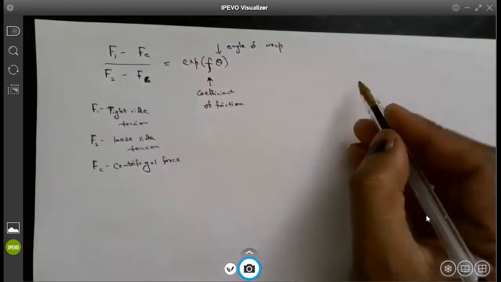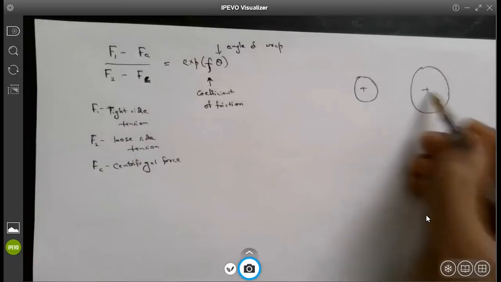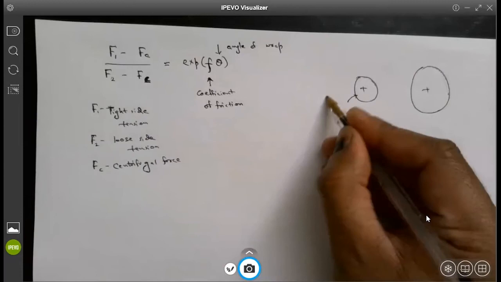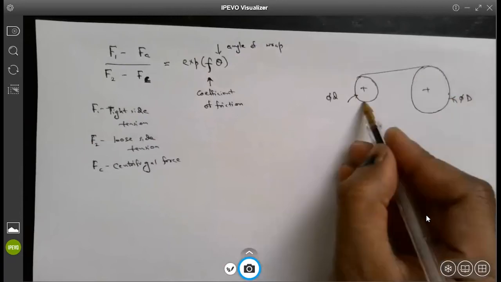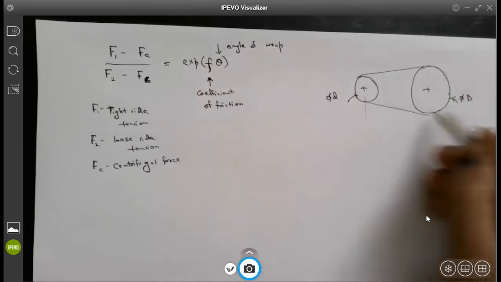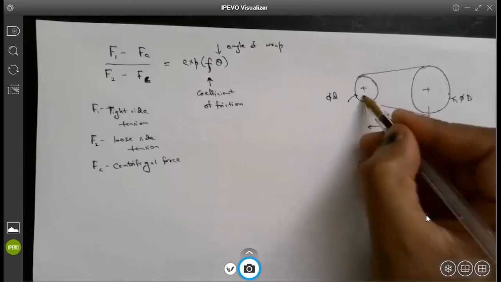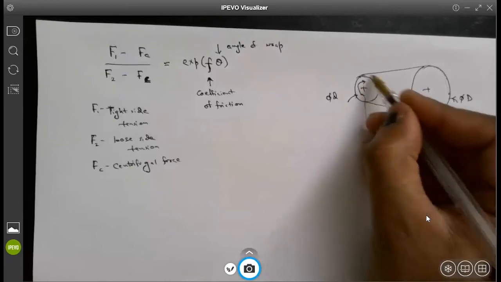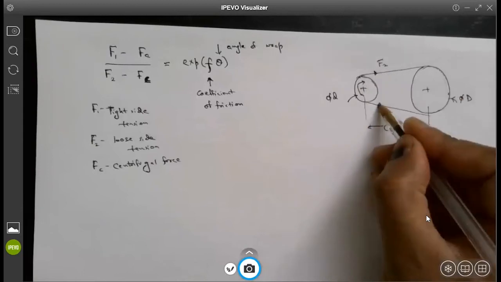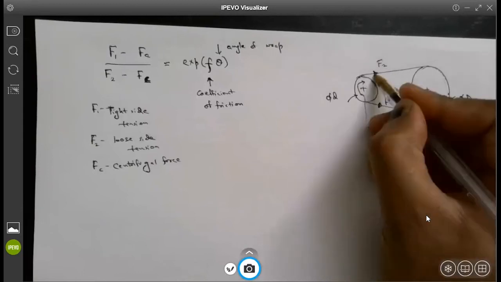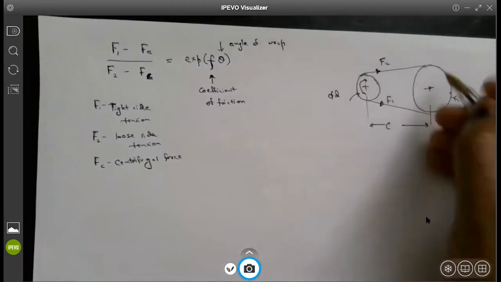Again, drawing the schematic of the driving side and the driven side. You know the small diameter pulley, the bigger diameter pulley, and the center distance. This is the center distance C, and based on the rotation of the pulley and the driving and driven side, this is your loose side tension, and this is the tight side tension. So this much everybody is now agreeing with, right?